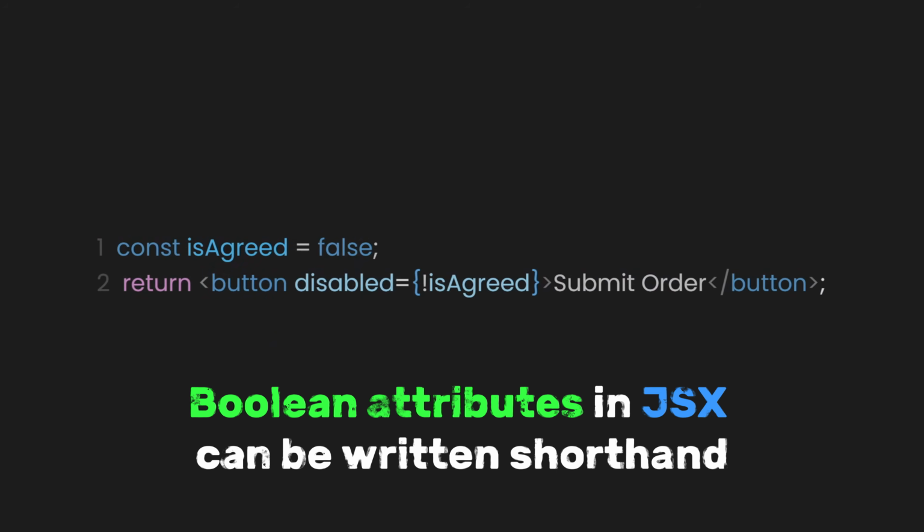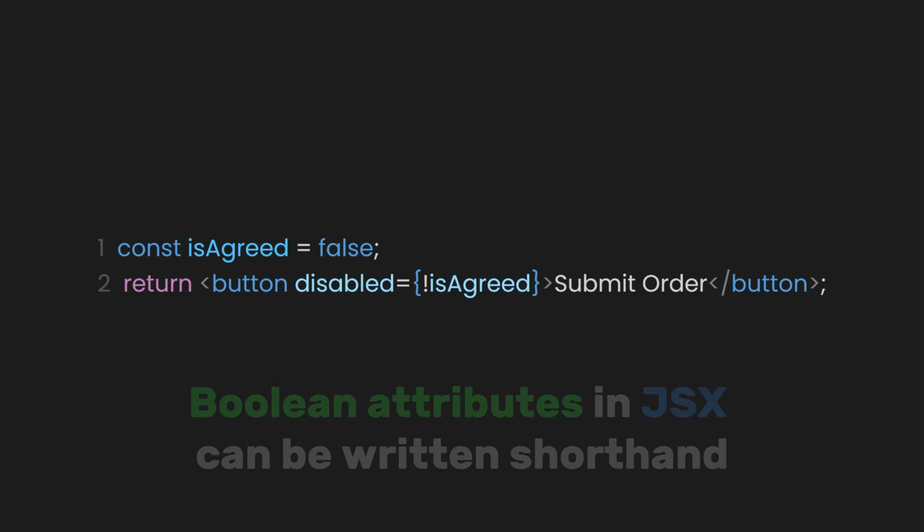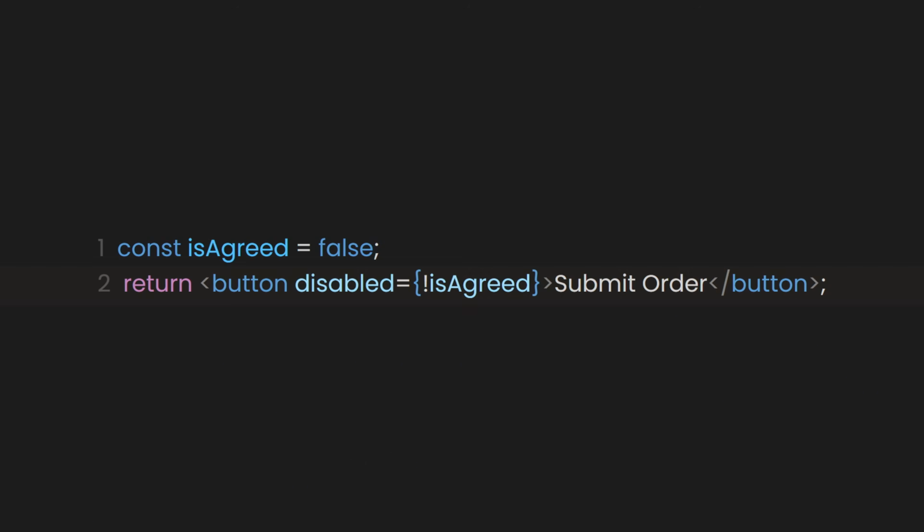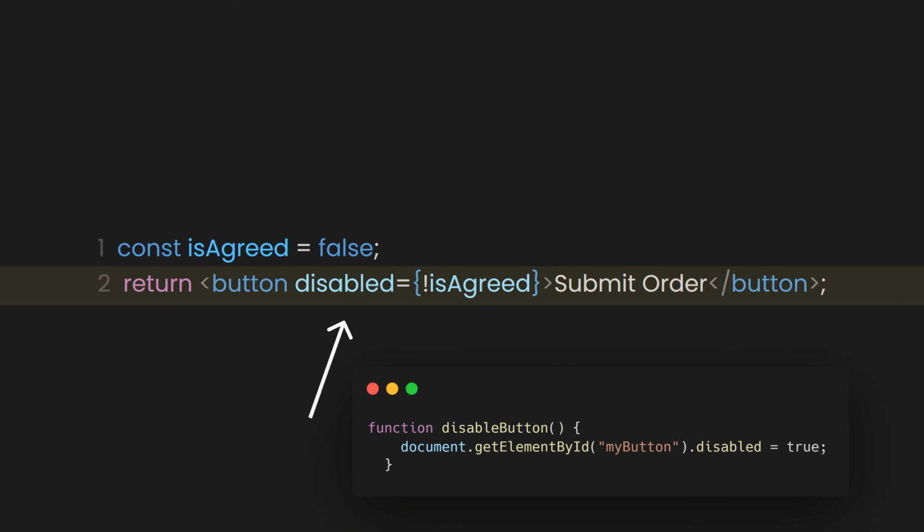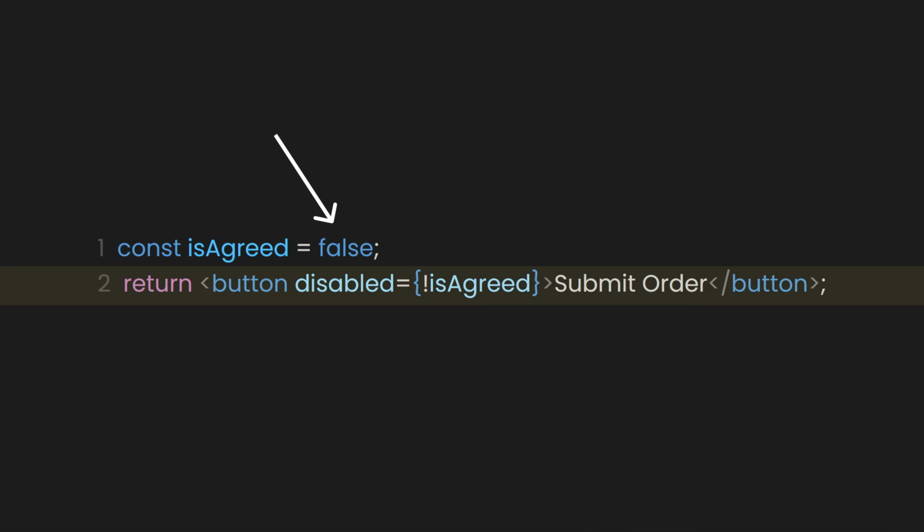Boolean attributes in JSX can be written shorthand. For instance, in a checkout form, you might disable a submit button until the user agrees to terms. Writing button disabled is the same as button disabled equals true. If the value is false, the attribute is omitted entirely.